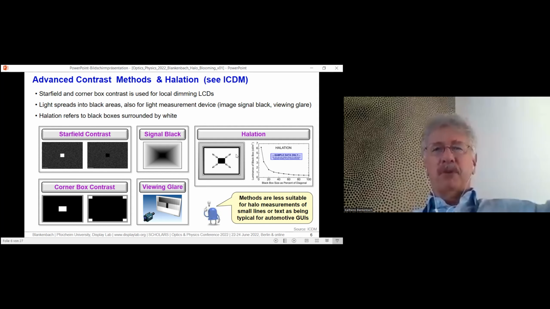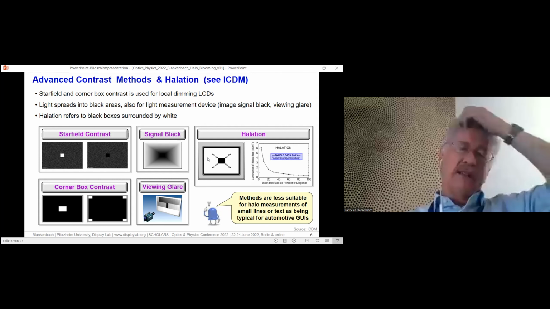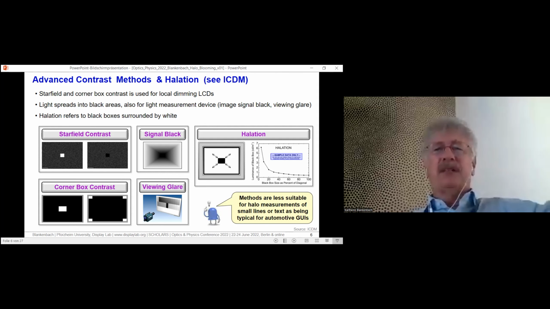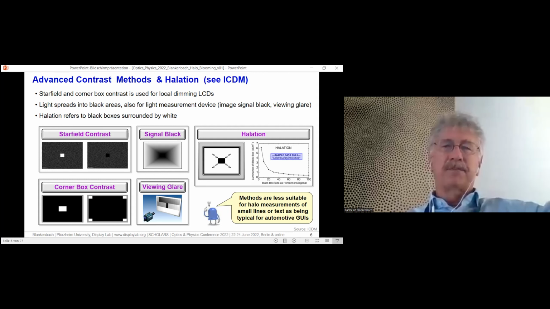A measurement procedure which is somewhat close to our method is a so-called halation method, where you measure the luminance of the black area surrounded by white, depending on the size, the area ratio of black to white. However, these are just first measurements, but don't help to solve the issue of blooming.